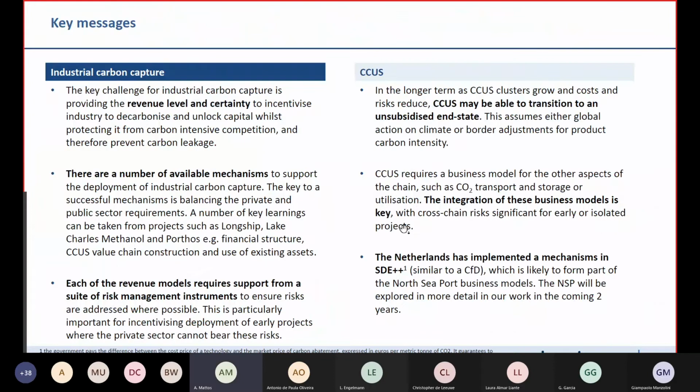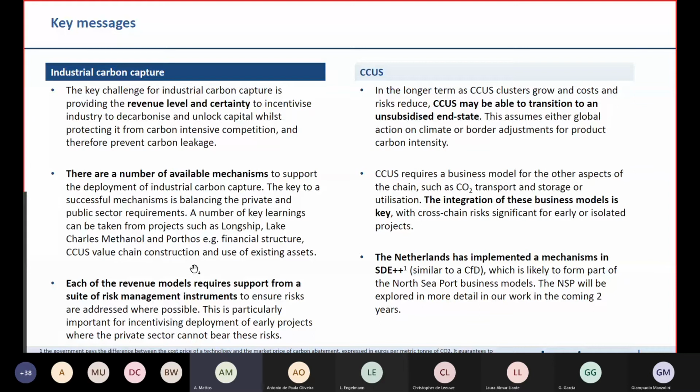Just to sum up this part of the presentation before I hand over to Amelia. The key challenge for industrial carbon capture is providing the revenue level and certainty to incentivize industry to decarbonize and unlock capital, whilst protecting industrial organizations from carbon intensive competition, for example from China or other areas with less stringent climate targets. There are a number of available mechanisms to support industrial carbon capture as well as the full CCUS chain, which need to balance the private and public sector requirements, and we can take learnings from previous projects on the financial structure used there.